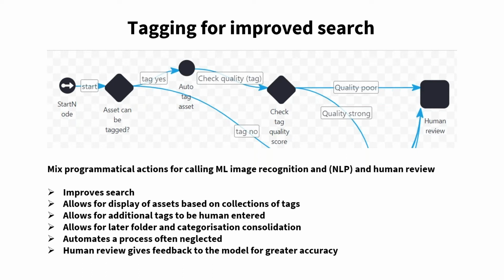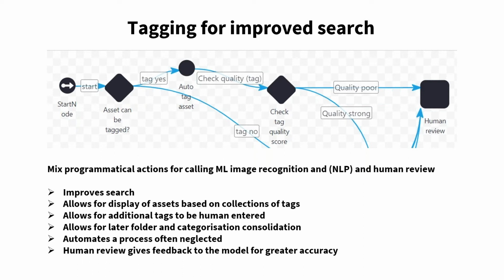So we say, yes, we're going to auto tag. Then we check the tag quality score, because that's the way this happens. With machine learning, it's going to come back and say, I'm 95% sure that's a teddy bear. And then we can say, anything below, say, 60%, I'm going to send off for human review.